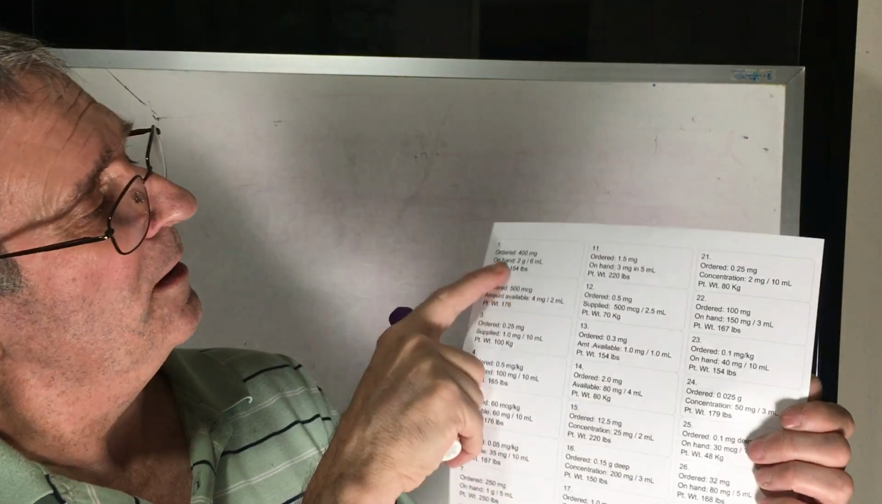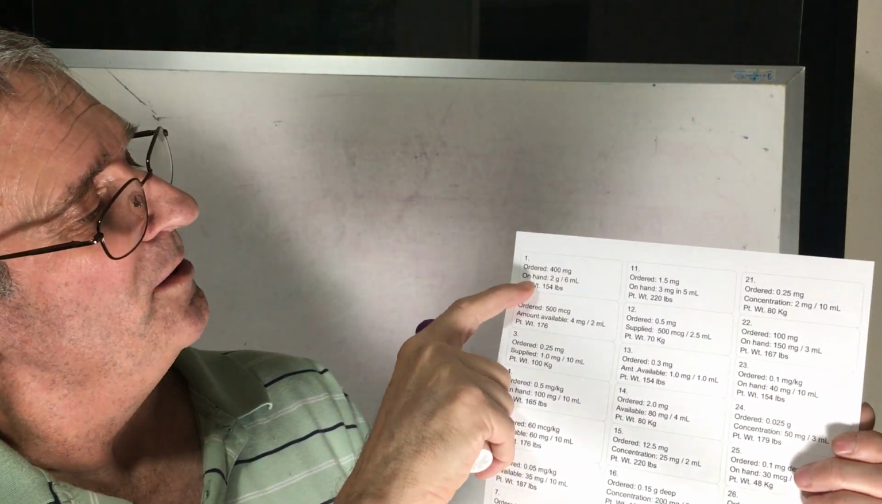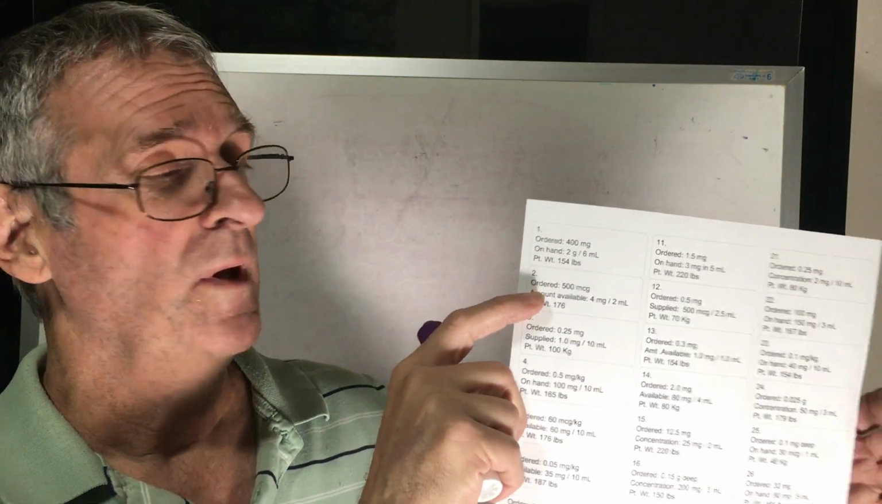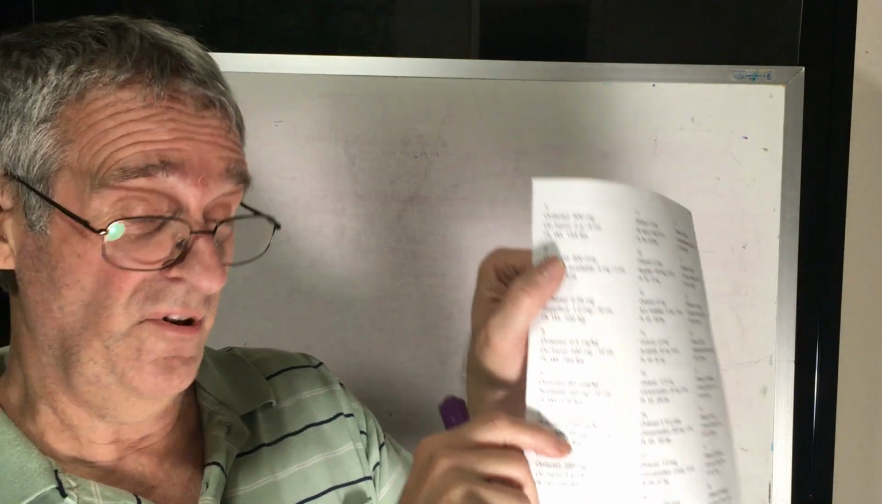It has different drug problems on it, and you see where it says ordered amount, that's the dose that the doctor wants, and then on hand amount is the concentration of your drug, what you actually have available to you. And we're going to figure out various problems here.